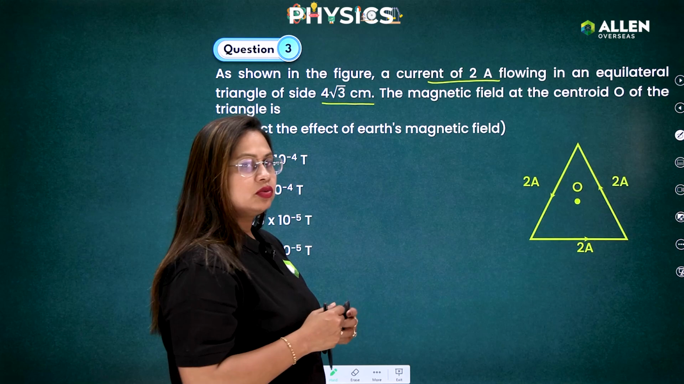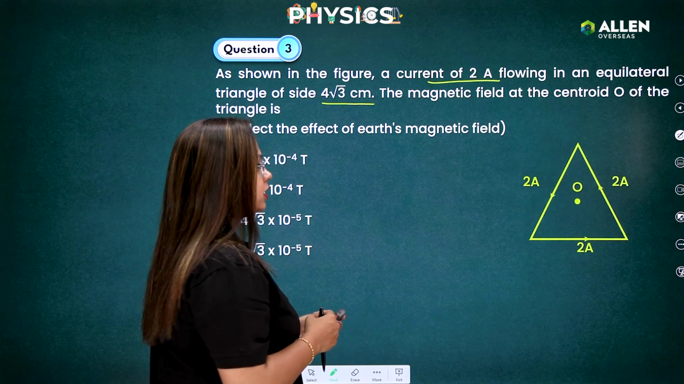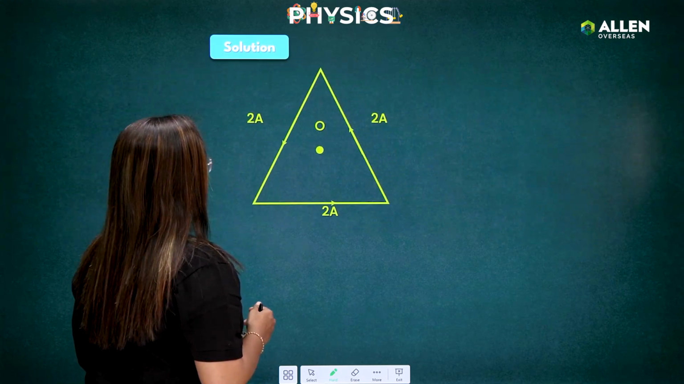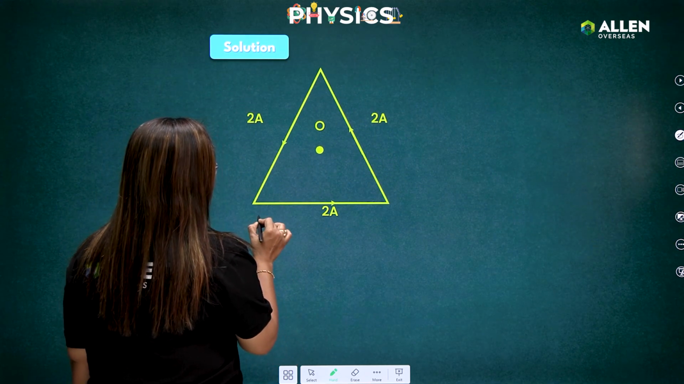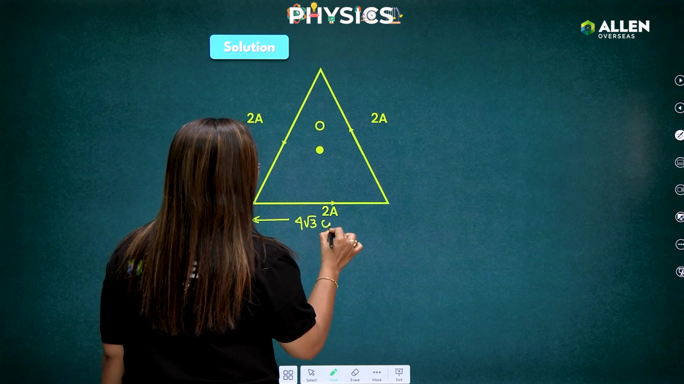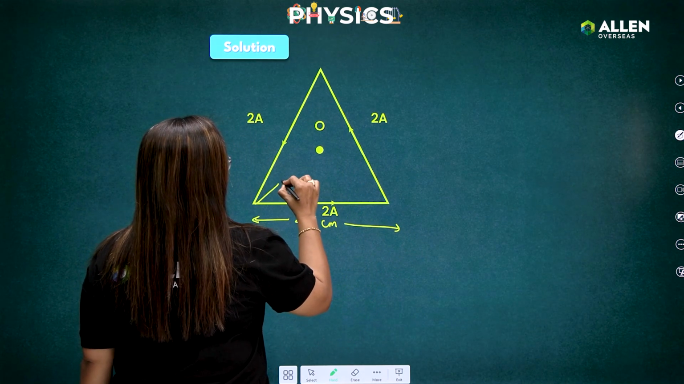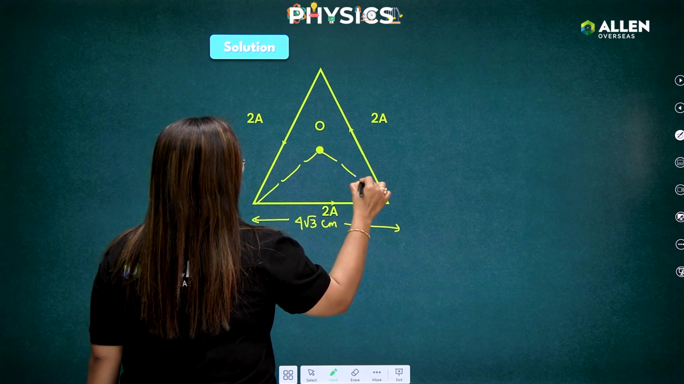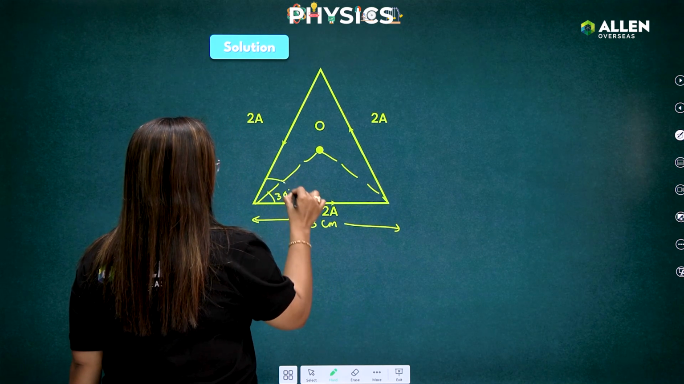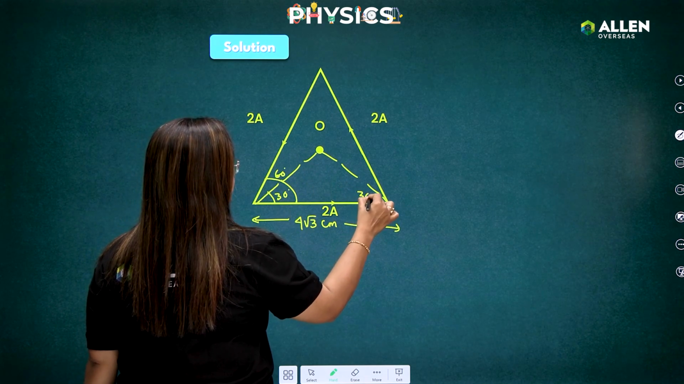equilateral triangle, and we are required to find out the net magnetic field due to all these current carrying conductors at the point O. So to analyze this question, we have drawn the diagram in a separate sheet. You can see here, this is the diagram. It has been given that each side is 4√3 centimeter, and you know that being an equilateral triangle, these angles are going to be 30 degree because this whole angle is going to be 60 degree each. So this is 30 and this one is 30 degree.